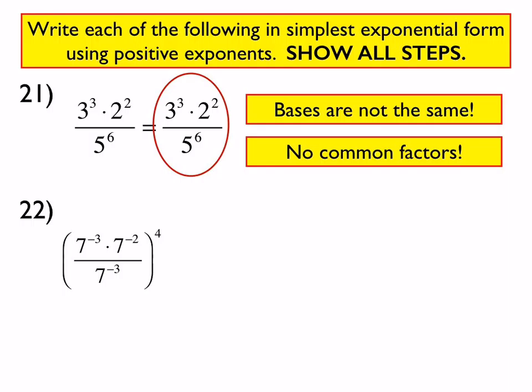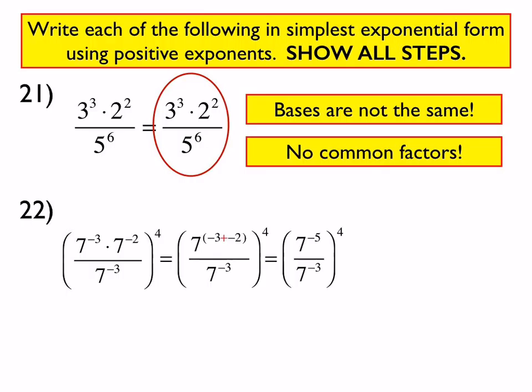Number 22, we should follow the order of operations. Simplify as far as we can within the parentheses. So we need to simplify the numerator first. So we end up with 7 to the negative 5 over 7 to the negative 3, all of that to the 4th power. Let's keep simplifying within the parentheses.